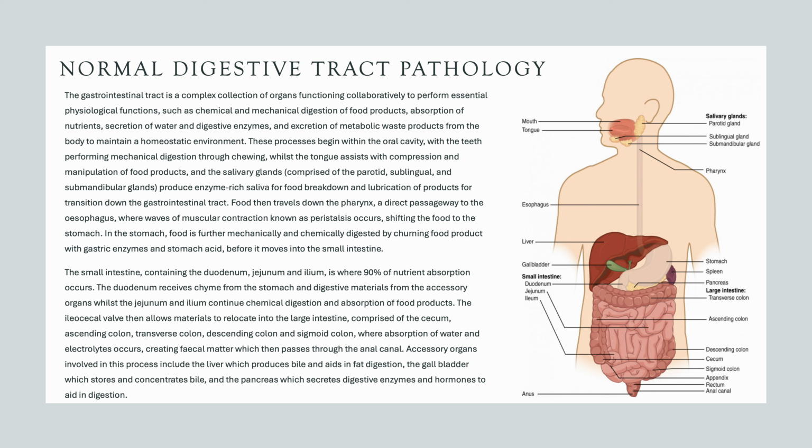The ileocecal valve then allows materials to relocate into the large intestine, comprised of the cecum, ascending colon, transverse colon, descending colon, and sigmoid colon, where absorption of water and electrolytes occurs, creating fecal matter, which then passes through the anal canal. Accessory organs involved in this process include the liver, which produces bile and aids in fat digestion, the gallbladder, which stores and concentrates bile, and the pancreas, which secretes digestive enzymes and hormones to aid in digestion.